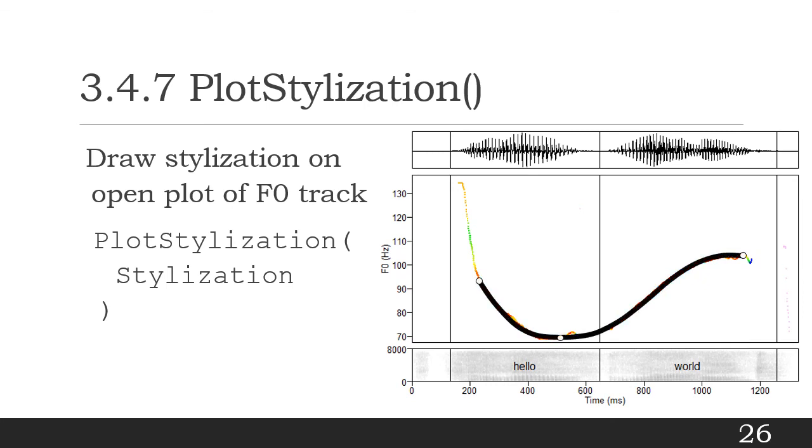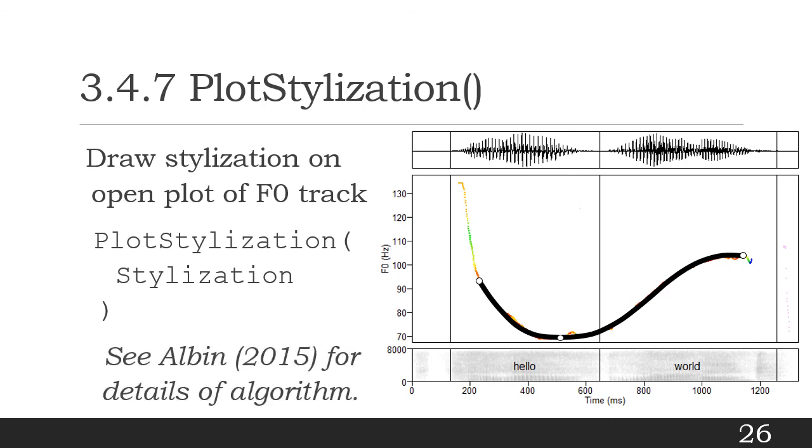The white circles are the places that the user clicked. I think the reliable F0 started around here, and the first turning point is at the bottom of the valley, and then there's reliable F0 until almost the end. So it's an overall fall-rise contour. And if you're interested in more details of exactly how the line fitting works, you can check Albin 2015.